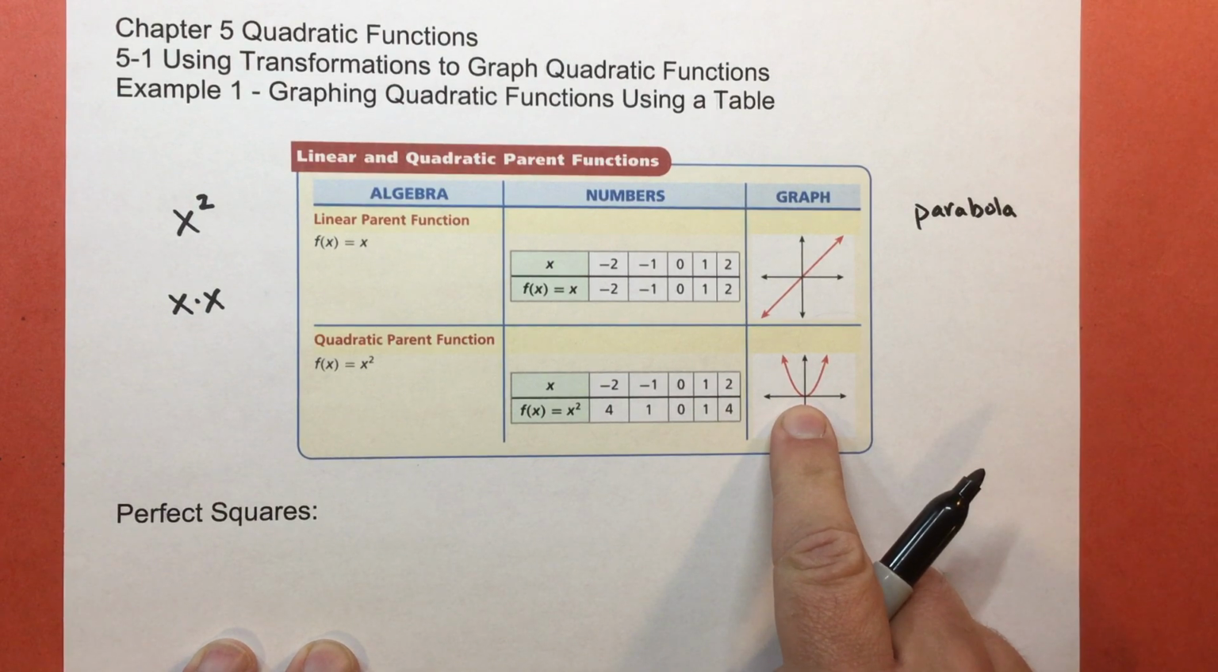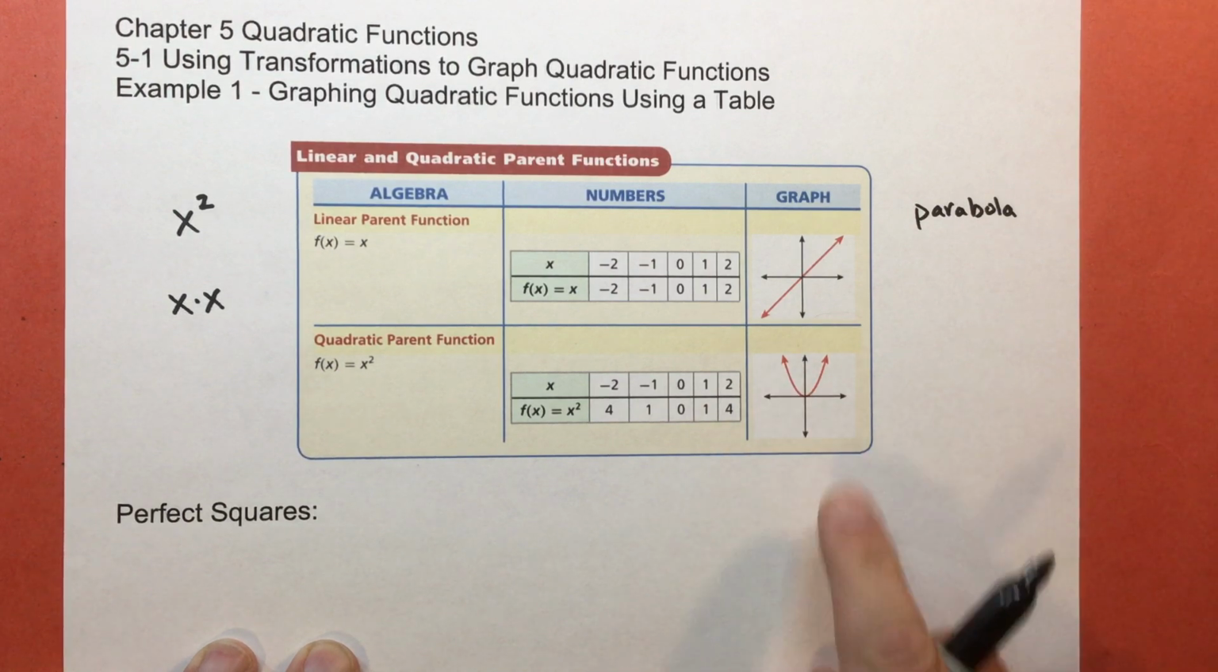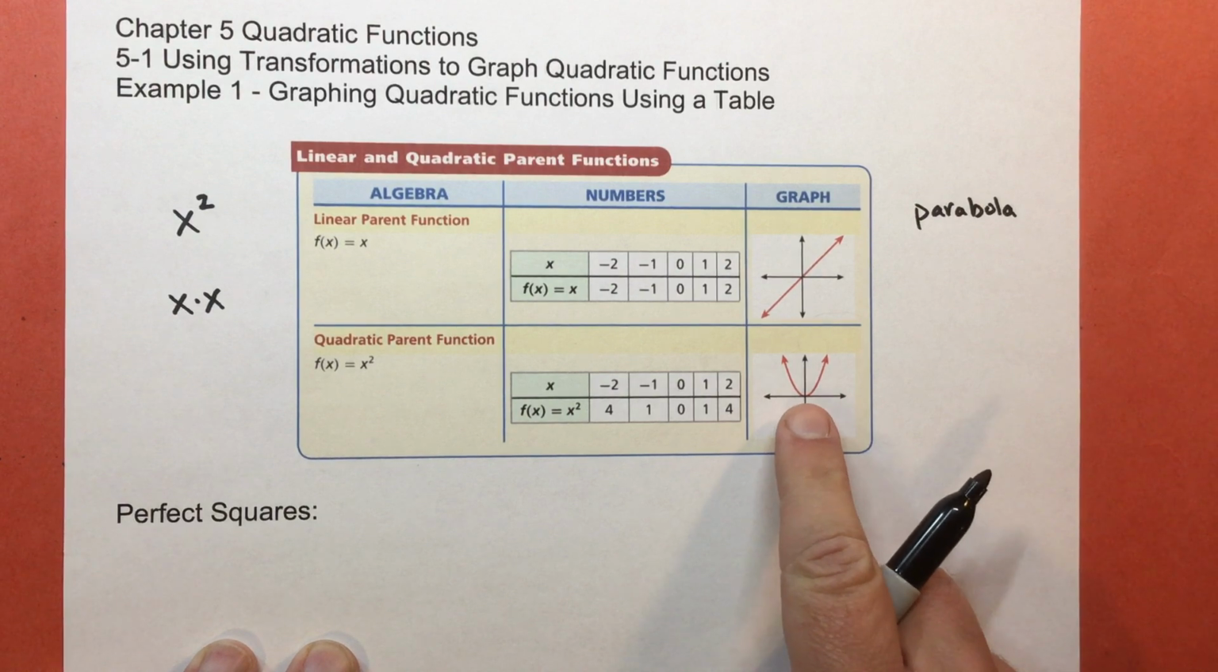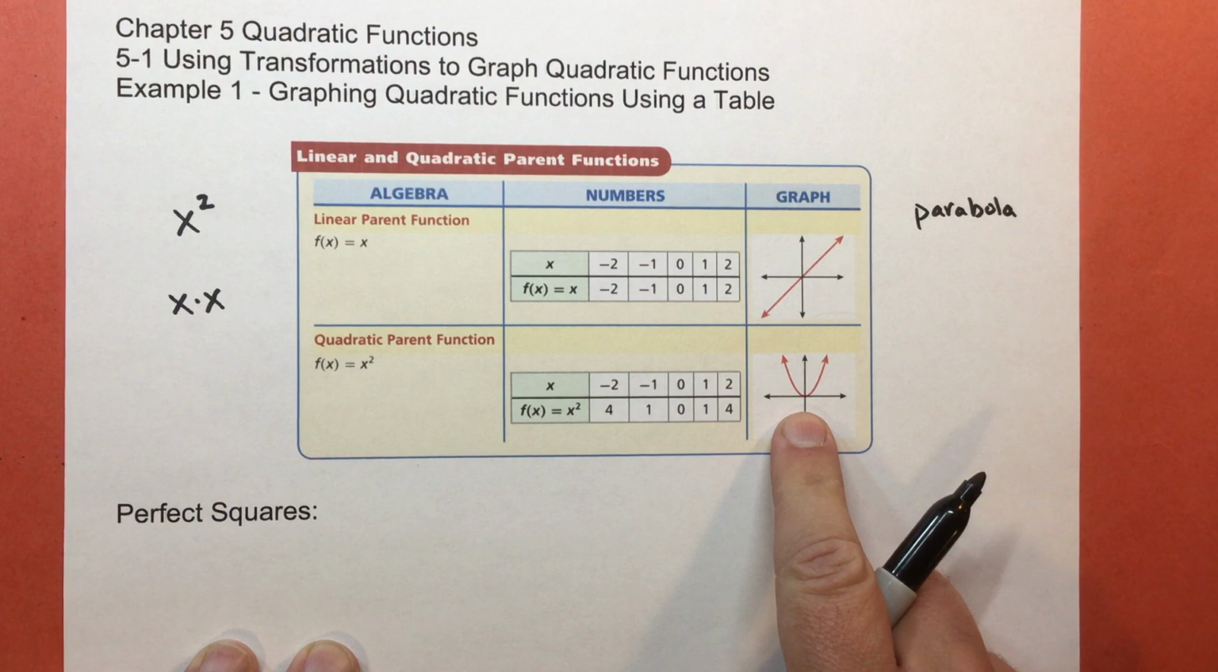Sometimes they're going to be skinny. Sometimes they're going to be wide. Sometimes they're going to be flipped, upside down. But it's always going to make this type of a shape. That shape shows up a lot in science, in actually a lot of different places.